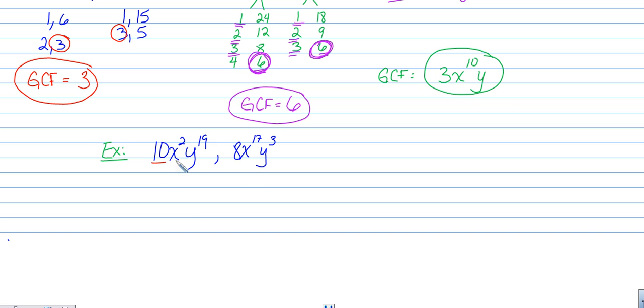So the greatest common factor between 10 and 8 is 2. If you look at the x's, they do both have an x, so you have to write an x. Now, what's the smallest exponent of x? It's 2. Okay? They both have a y, so you have to write a y. And then what's the smallest exponent of the y? The 3. And so this becomes your greatest common factor.